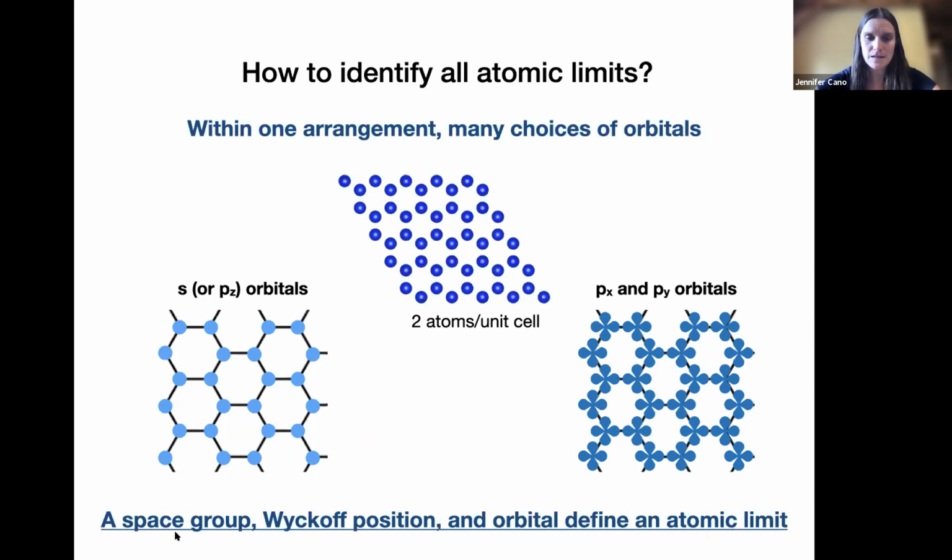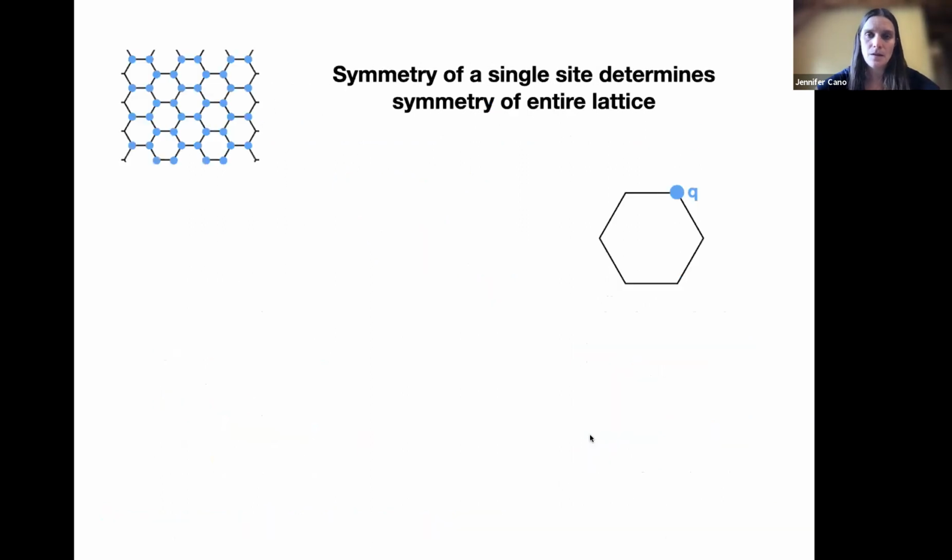So now we've defined what we want to call the atomic limit, and we can enumerate these things by all the space groups, all the Wyckoff positions in each space group, which are listed, and all possible orbitals. I want to try to give some insight now. Once we have that information, why is the symmetry of the lattice completely determined?